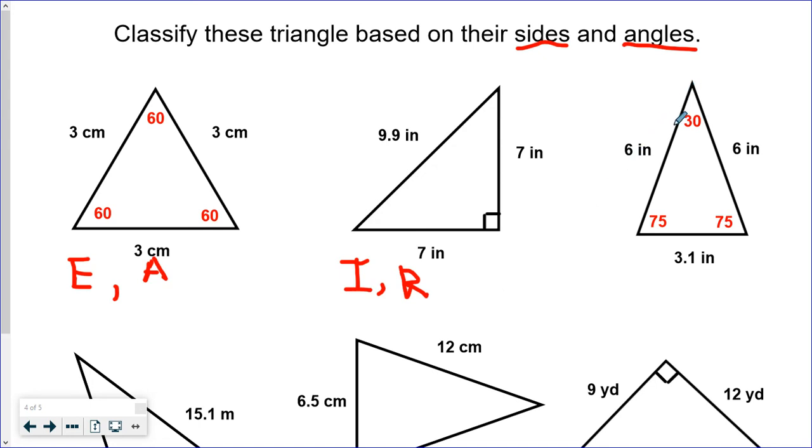Let's come on over here. Again, two of the sides are the same length, but the third one is a different number. So if two of them are the same, I call that an isosceles triangle. And now let's look at the measurement of the angles. Well, 75, that's an acute angle. That's an acute angle. That's an acute angle. That means this is an isosceles acute triangle.